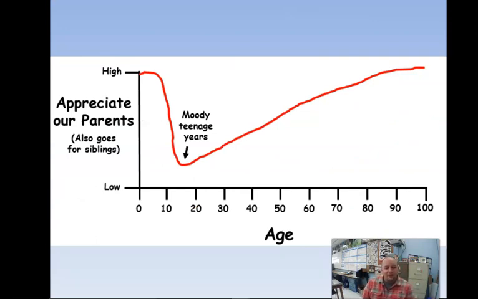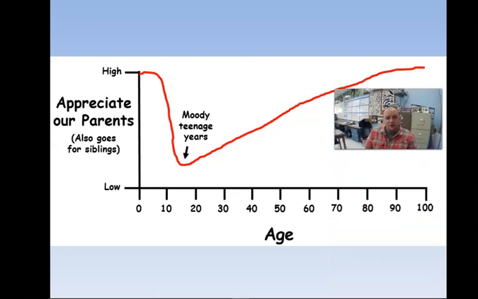So appreciation for parents. This graph is saying that teenagers don't appreciate their parents as much as they did when they were kids and as much as they will when they're adults. Again, you see number values on the x-axis there, and on the y-axis, it's an implied number axis where it's higher at the top and lower at the bottom.